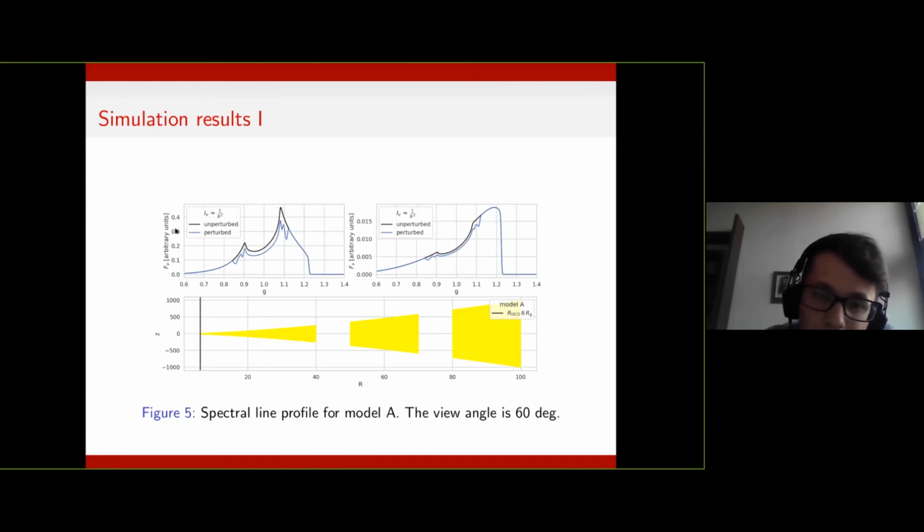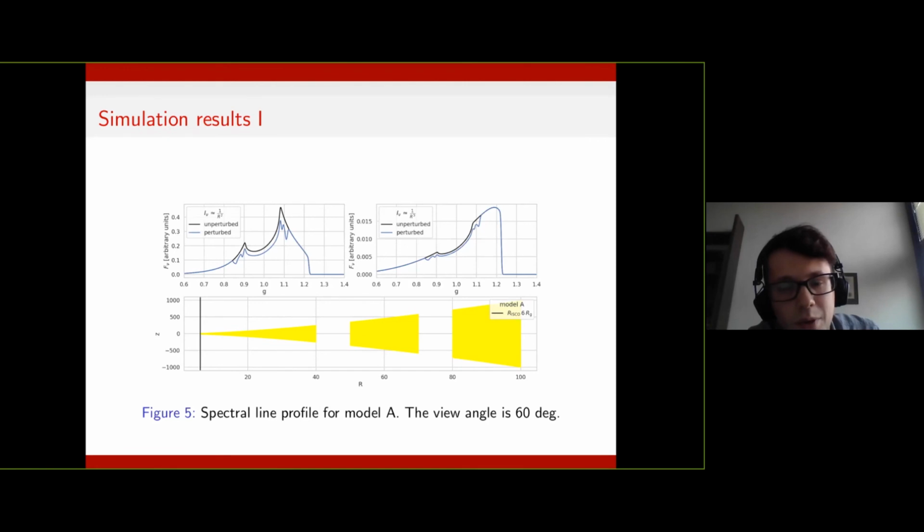So one of the intensities, 1 over r squared, can be seen on the top left panel, and 1 over r cubed on the top right panel. And this is model A, representing the vertical slice of the accretion disk having 2 gaps, so the gappy ring.